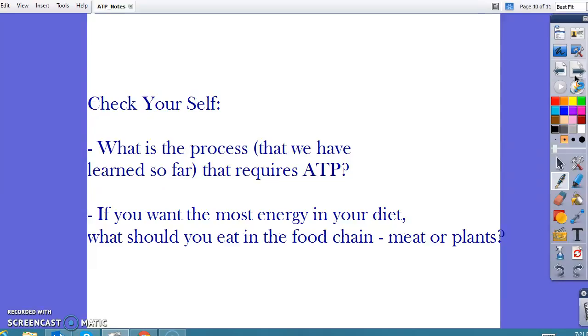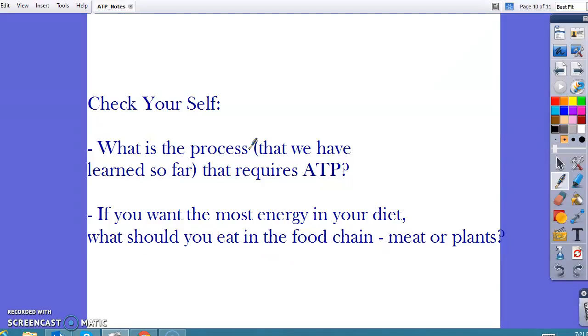Okay, so this is a great question. First, what is the process that we have learned so far that requires energy? Well, you could say metabolism, when we work out. I'm talking about a cellular process. What cellular process requires energy? We just learned it last week, and that would be active transport.